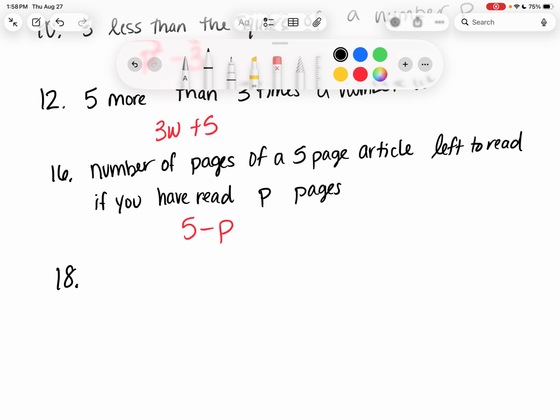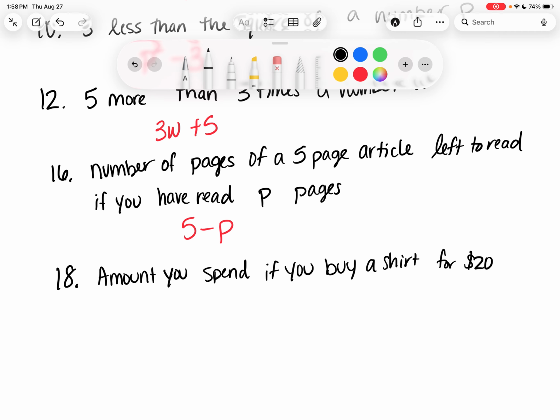Number 18, the amount you spend if you buy a shirt for $20 and jeans for $J. Yep, 20 plus J. Total amount we spent.